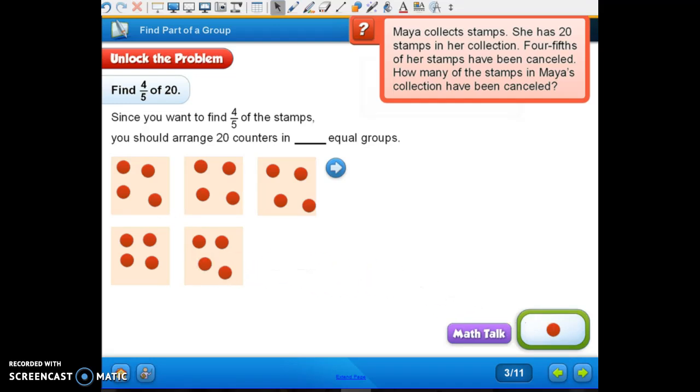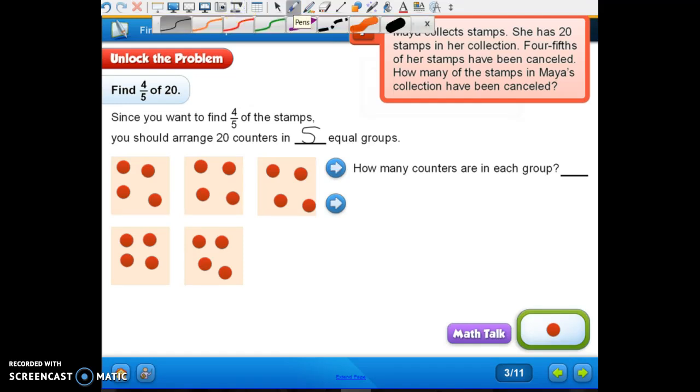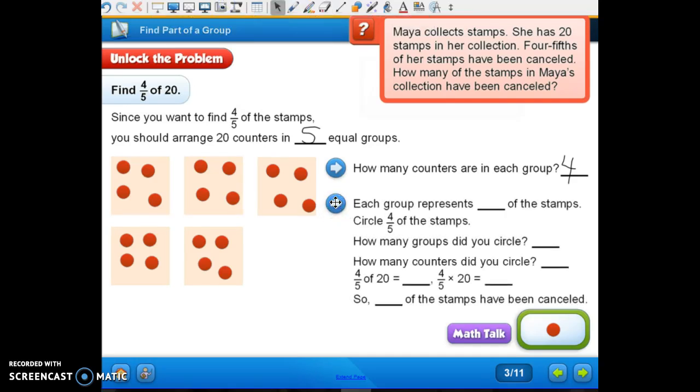So if we arrange our counters into 5 equal groups, how many counters are in each of our groups? How many are in each box? 4. So each group represents blank of the stamps. How many groups did we have? 5. If I just have one group, that represents 1/5 of the stamps.